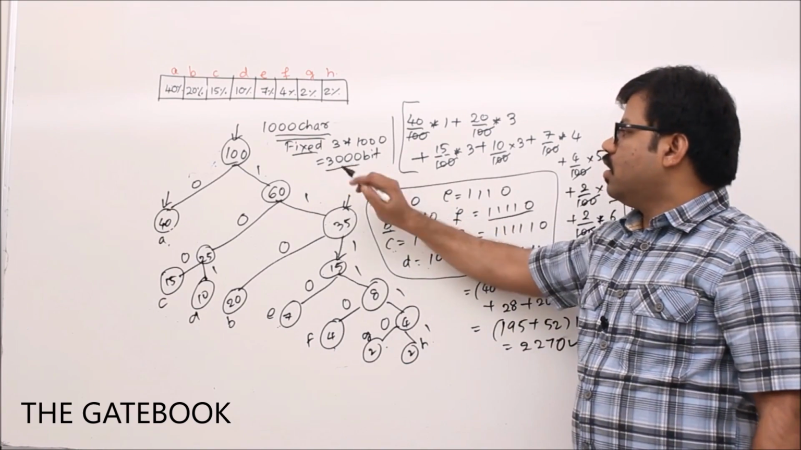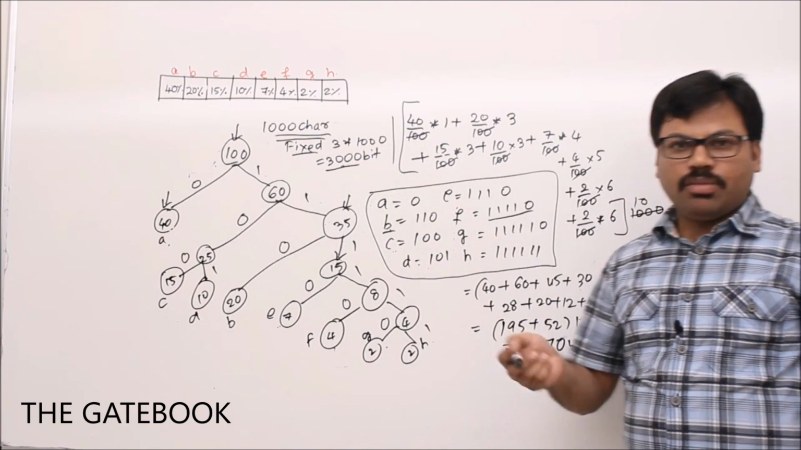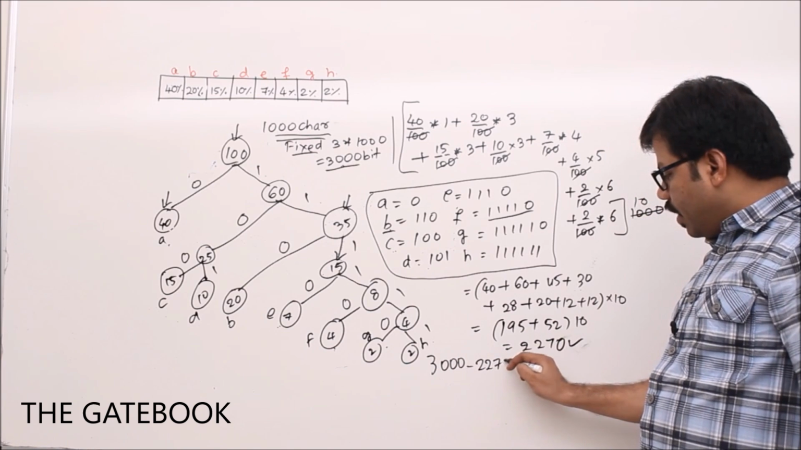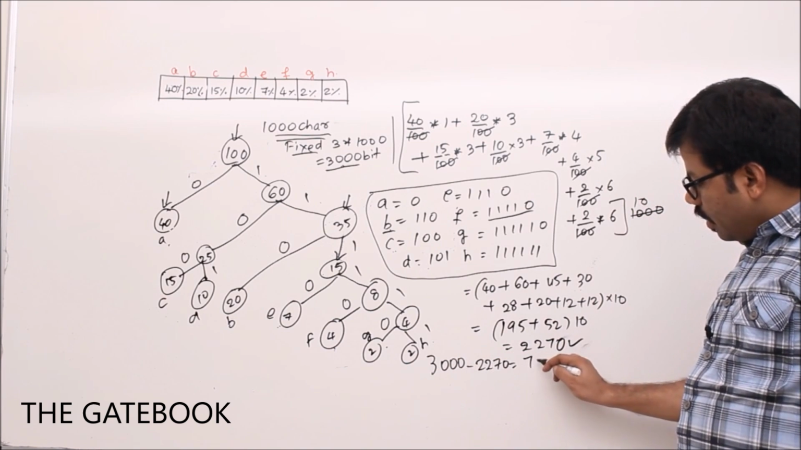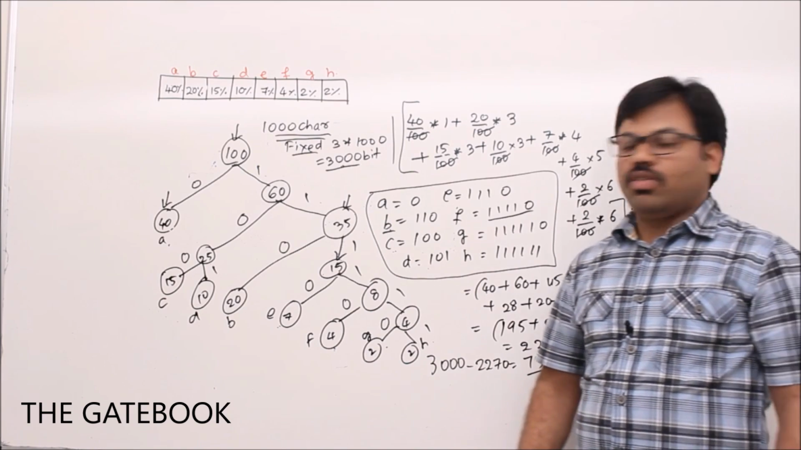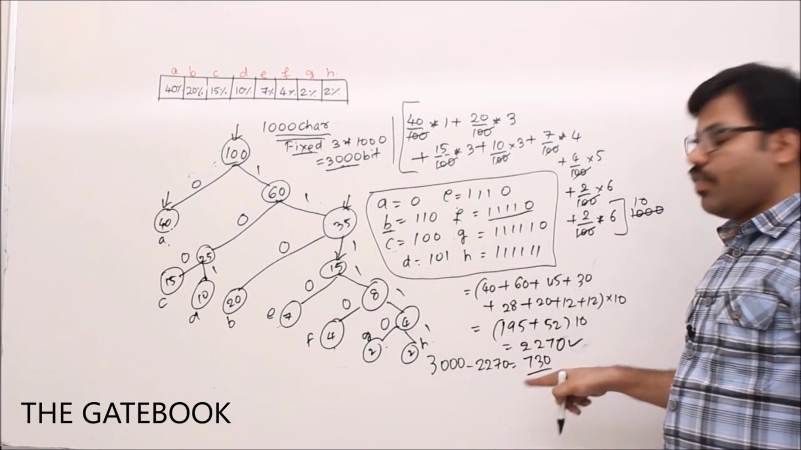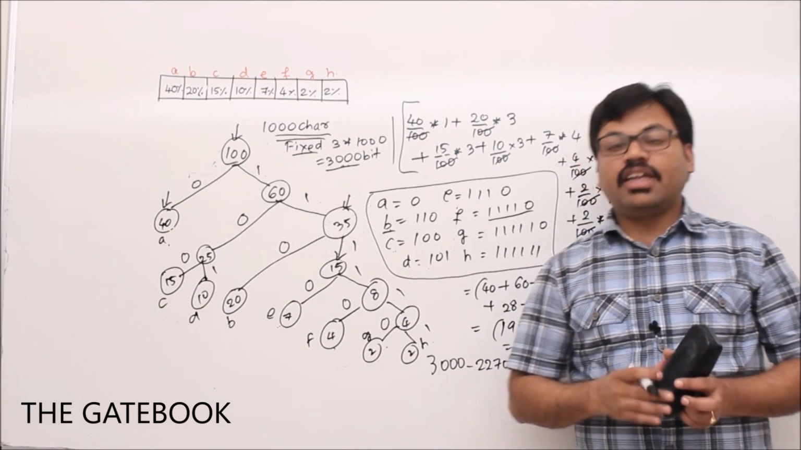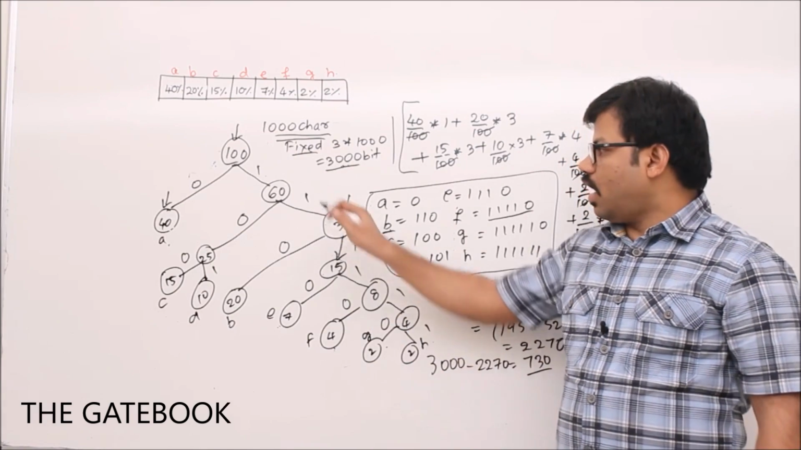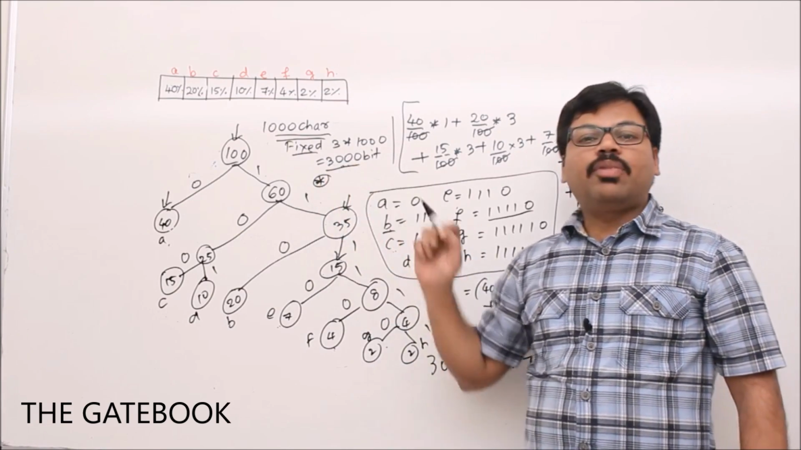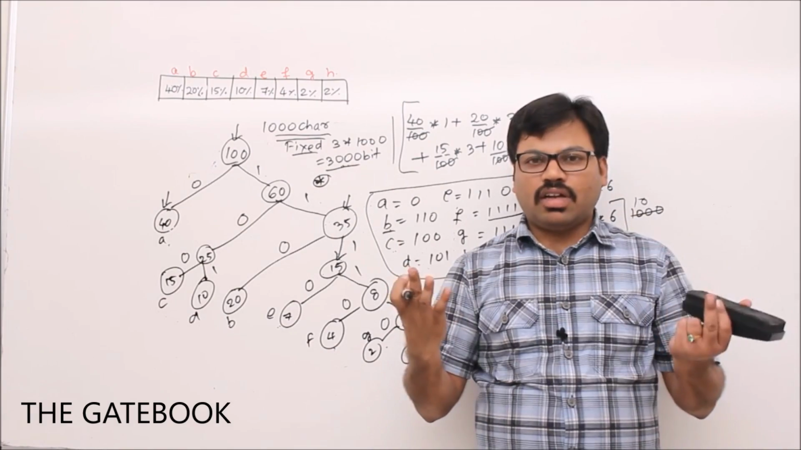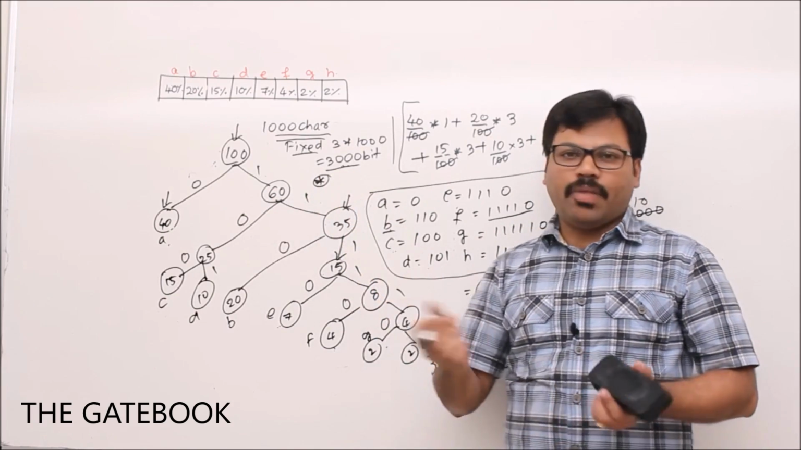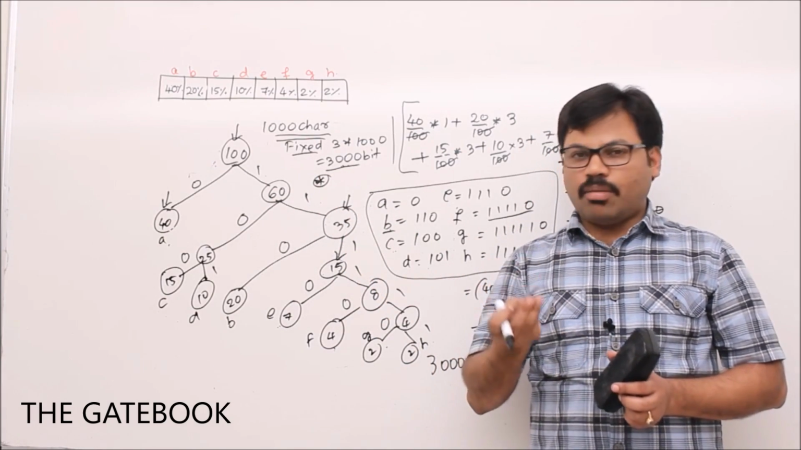Whereas this fixed length encoding requires 3000 bits. The difference is 3000 minus 2270. That means almost 730 bits, correct? So for 3000 bits, 730 saved, right? So that's why Huffman encoding is definitely very important in compression algorithms. And one more thing, I already told you, Huffman encoding is the optimal solution. That means among variable length compression techniques using encoding schemes, the best encoding scheme is Huffman encoding. That's why I can say this is the best compression technique we have.